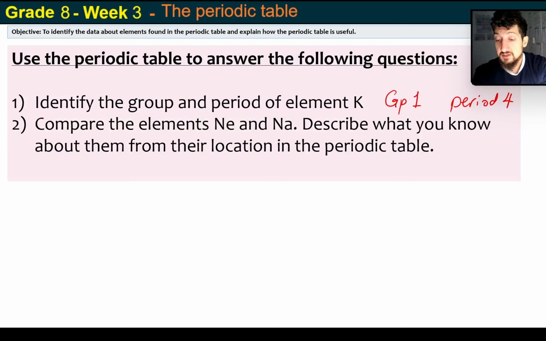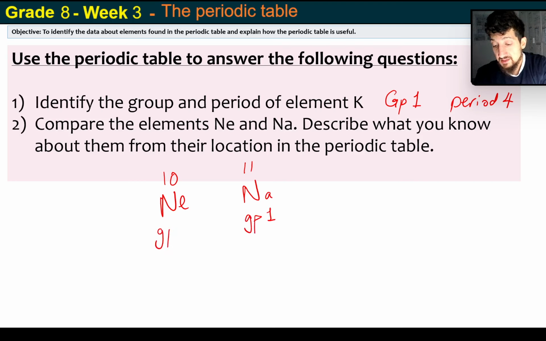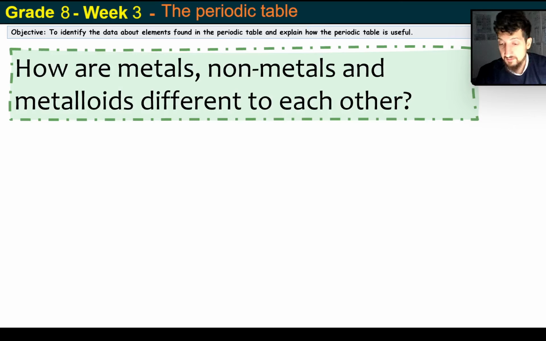Okay? So the difference is as such. Neon has an atomic number of 10, while sodium has an atomic number of 11. Sodium is in group 1, while neon is in group 18. Neon is very stable, while sodium is very reactive.